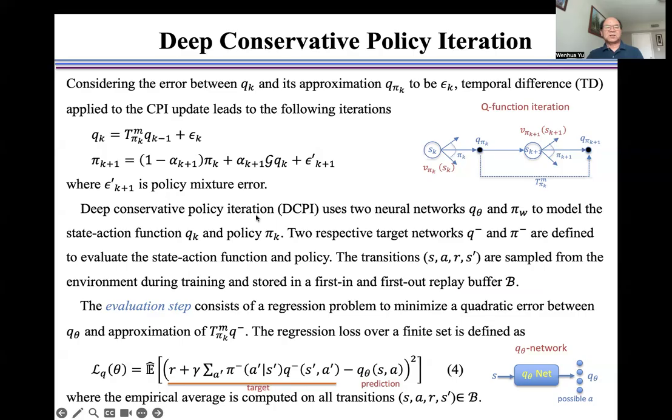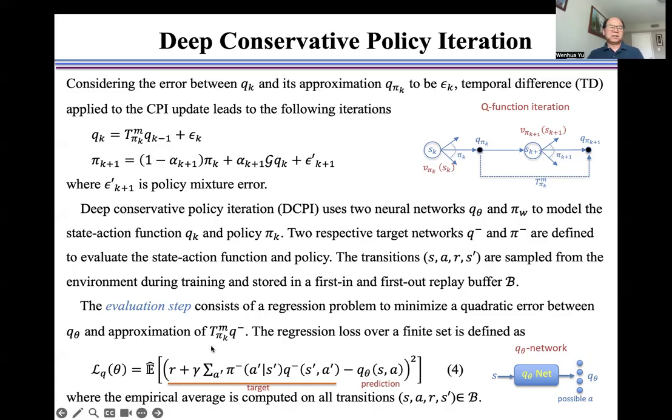Deep conservative policy iteration uses two neural networks, Q theta and pi w, to model the state-action function Q k and the policy pi k. Two respective target networks, Q bar and pi bar, are defined to evaluate the state-action function and the policy. The transitions (S, A, R, S prime) are sampled from the environment during training and stored in a first-in first-out replay buffer B.